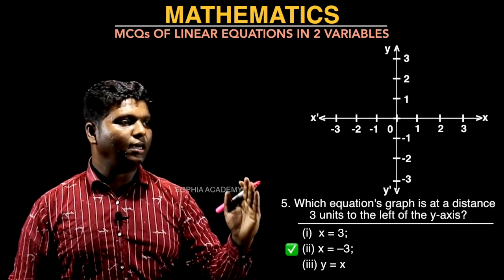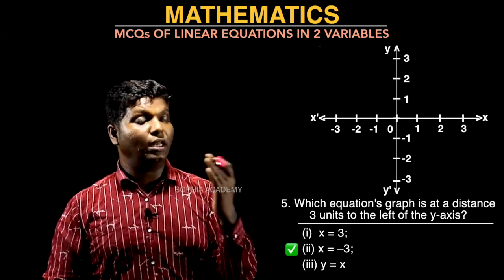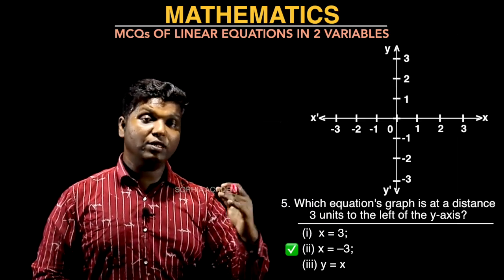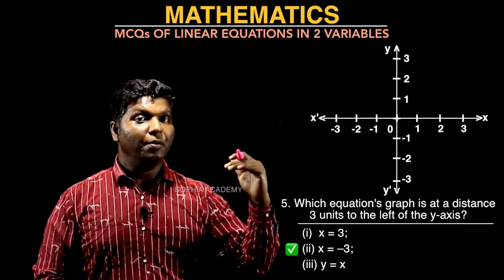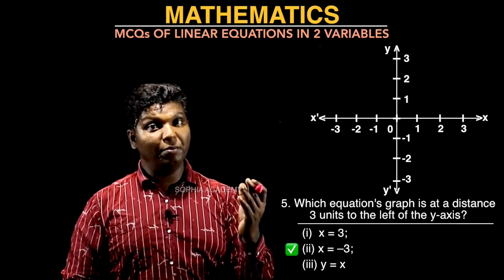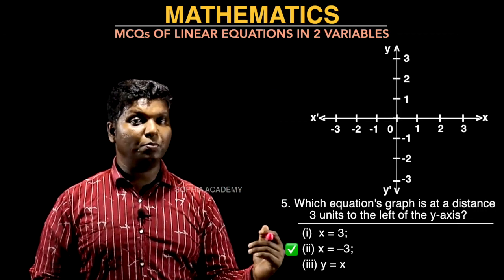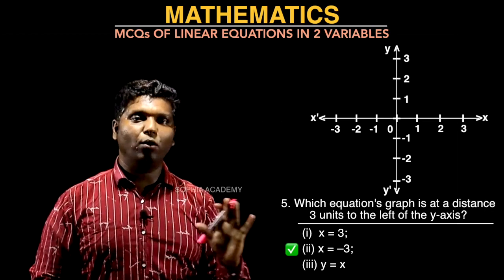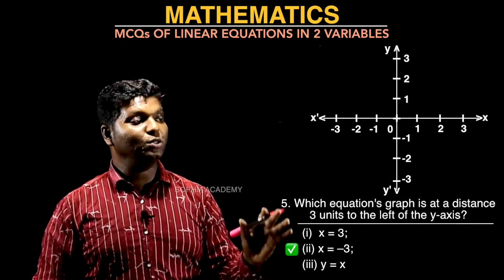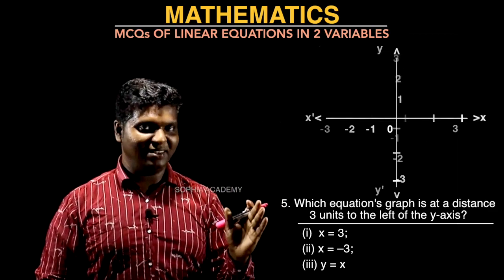So just understand, 3 units to which side? Is it to the left or to the right? If it is to the left of the y-axis, it will be negative. If it is to the right of the y-axis, it will be positive. And at the same time, if it is above the x-axis, you can say the y will be positive, right? Towards the downwards part, towards the bottom part, the y coordinate will be negative. This is the thing which you have to keep in mind. So our answer for this question is x is equal to -3.